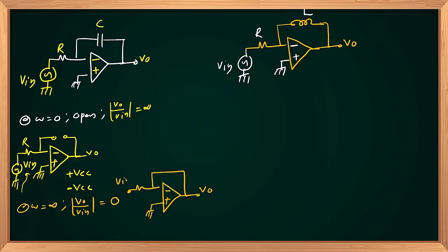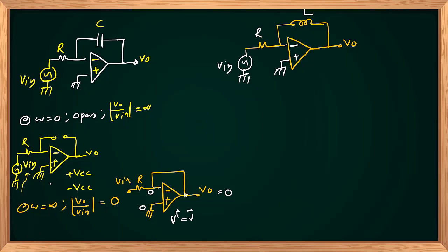V in, R. Since there exists a negative feedback, V plus equal to V minus is valid. V plus is 0, V minus should also be at 0 due to the negative feedback. V minus is connected to V out, so V out is equal to 0.